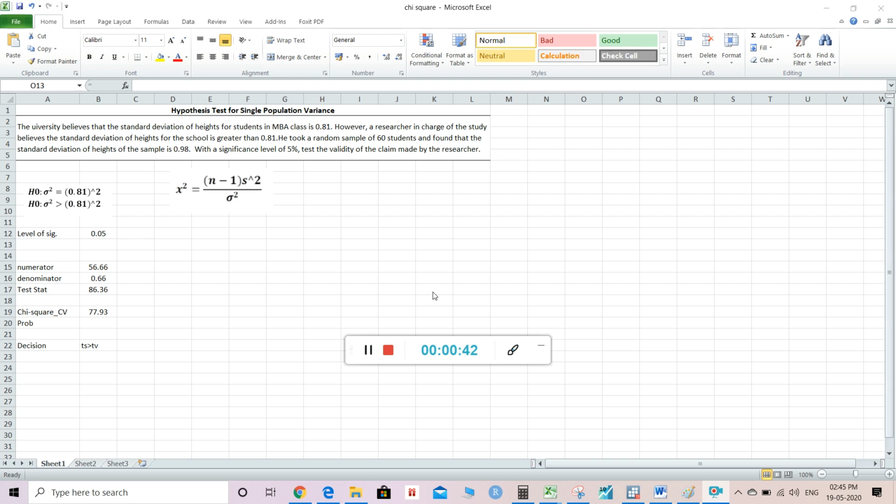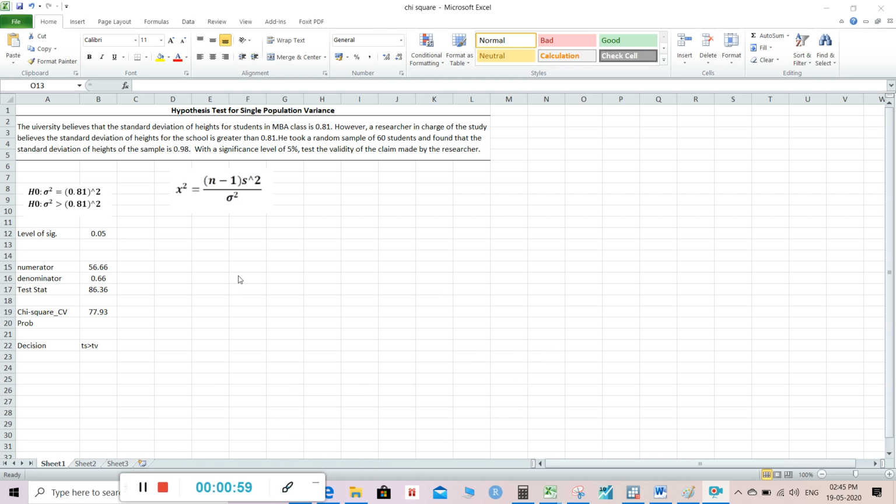So this is a typical case of hypothesis test for single population variance. This is usually tested using the chi-square test. It is the chi-square test which is generally used in the case where you need to conduct a hypothesis test for a single population variance.